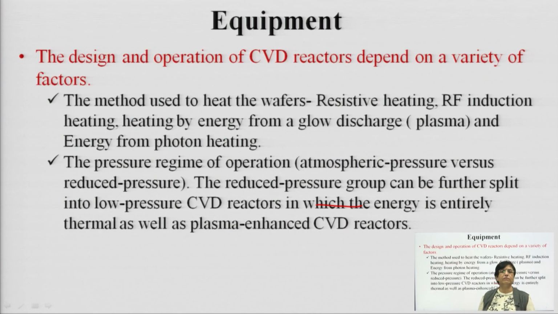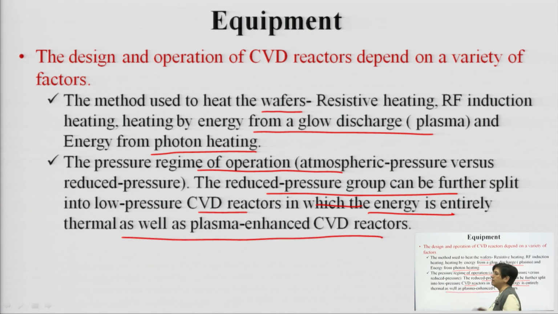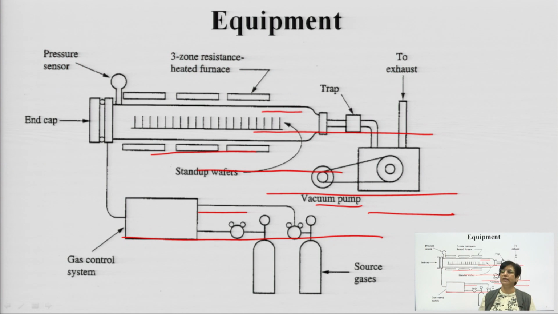So, how does this particular method work? I told you already, the method is used to heat the wafers. You can have resistive heating, RF heating, inductive heating, energy from the glow discharge plasma, or energy from photon heating. The pressure regime of operation, depending upon whether it is LPCVD, APCVD, that is atmospheric pressure, or a reduced pressure technique, will be controlled. The reduced pressure group can be further split into low pressure CVD reactors, in which the energy is entirely thermal, as well as plasma enhanced. You can have a combination of these two also.